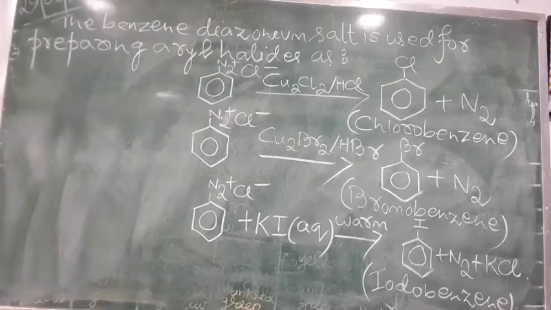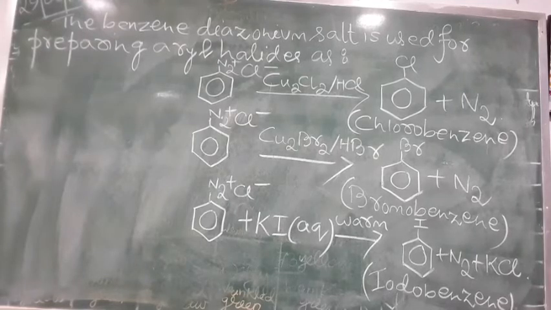Alright students, now I will show you how aryl halides can be prepared by using benzene diazonium salt. You see, the benzene diazonium salt is used for preparing aryl halides as follows. Benzene diazonium chloride, when treated with cuprous chloride in presence of hydrogen chloride, will form chlorobenzene plus N2. Next, benzene diazonium chloride, that is C6H5N2+Cl-, when treated with cuprous bromide in presence of hydrogen bromide, will form a mixture of bromobenzene and nitrogen.